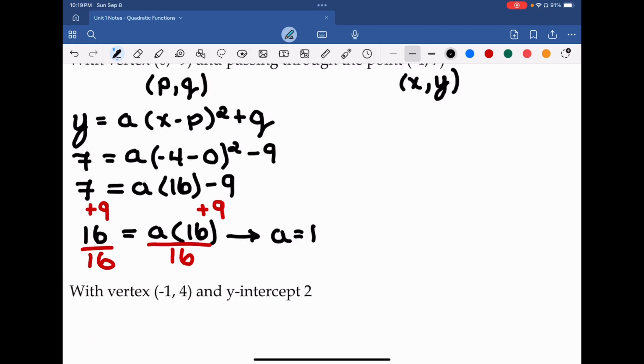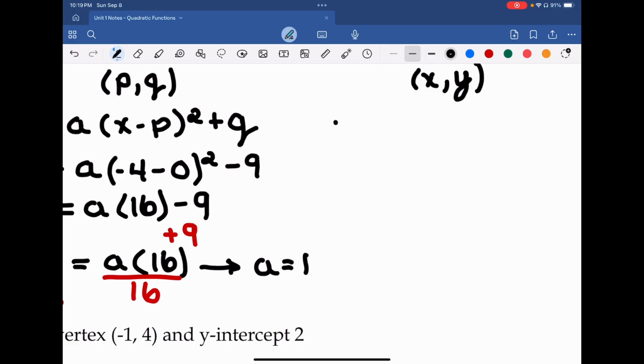Now, this makes our job very simple because now we just need to wrap this up by taking out the x and y and writing it in a more general form. Therefore, y is equal to 1, which is a. We don't really need to write that. Bracket, we're going to write the x, and then we know our p value was 0, so theoretically this is x minus 0 squared. We know our q value is -9.